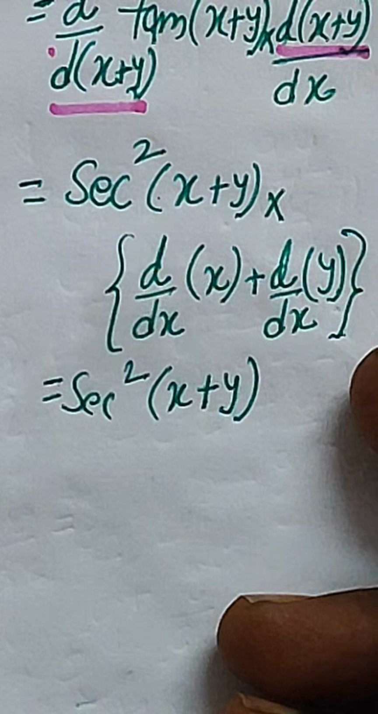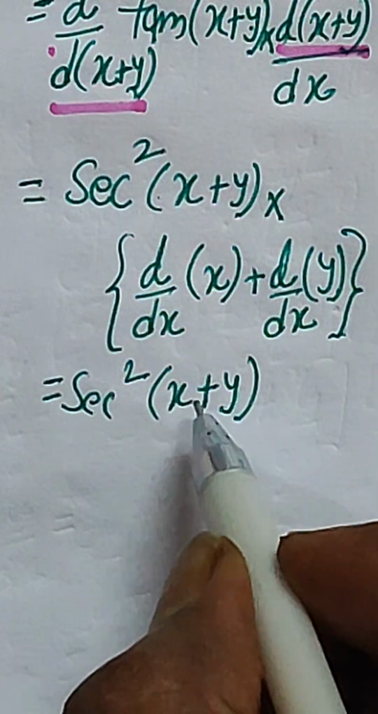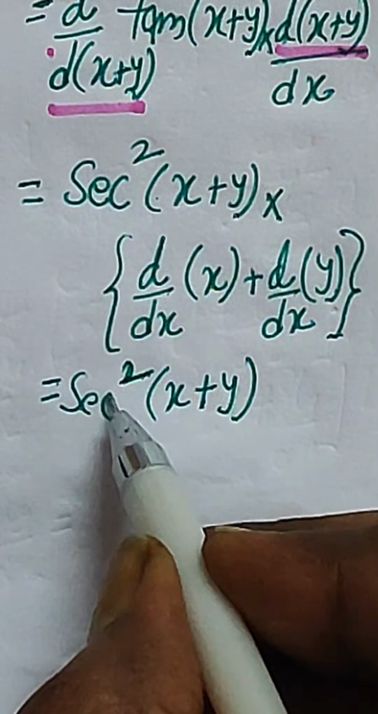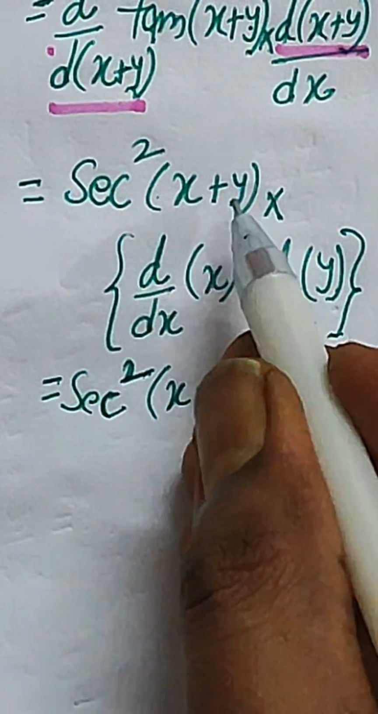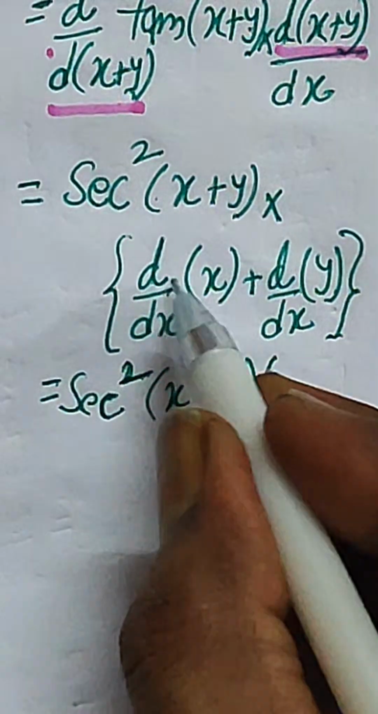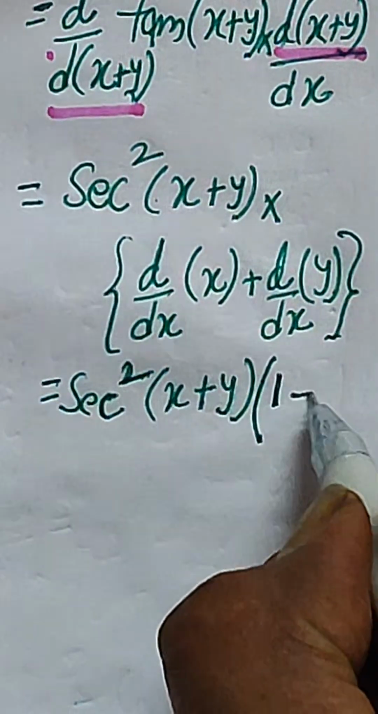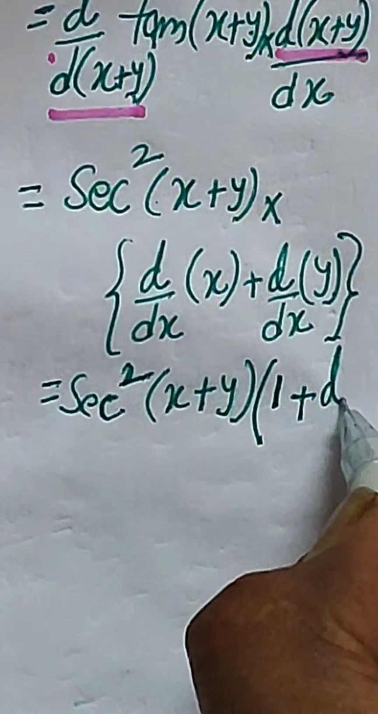But you need to understand how to differentiate these questions. So let me proceed forward. Sec square of x plus y will be outside the bracket, and inside the bracket we have d by dx of x, which is nothing but 1, plus dy by dx.